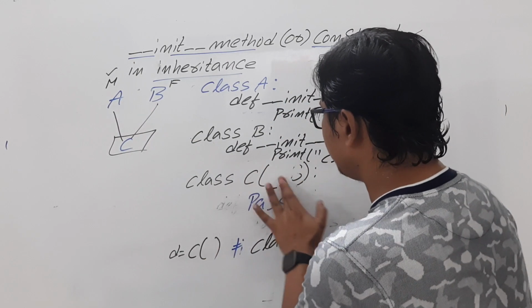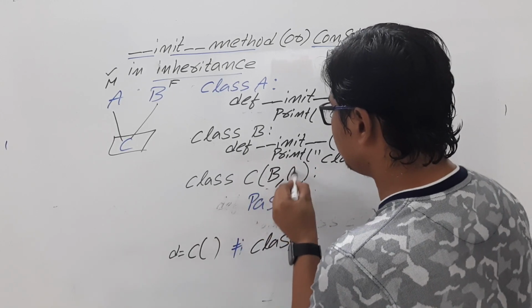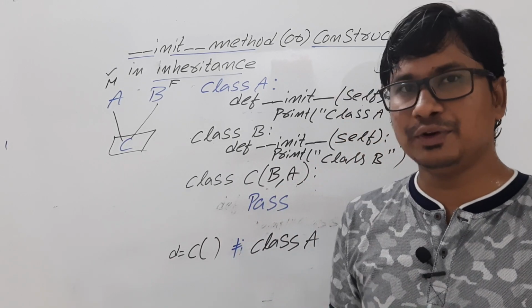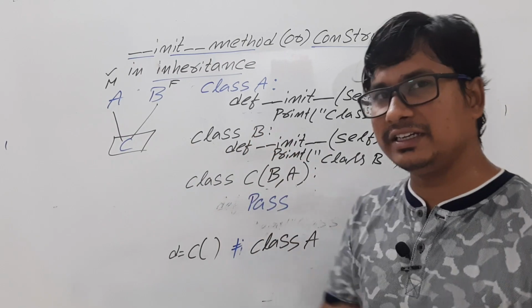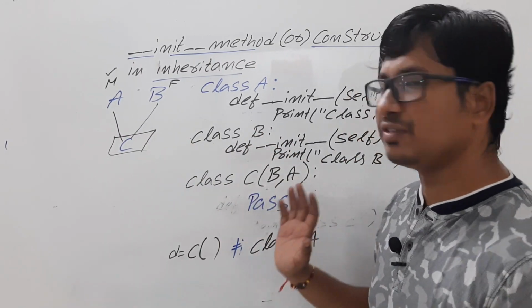Suppose if I interchange them, instead of A comma B, I have written B comma A. Then you know what will be the output. You can try it and write the output in the comment section. I hope it is clear for you.